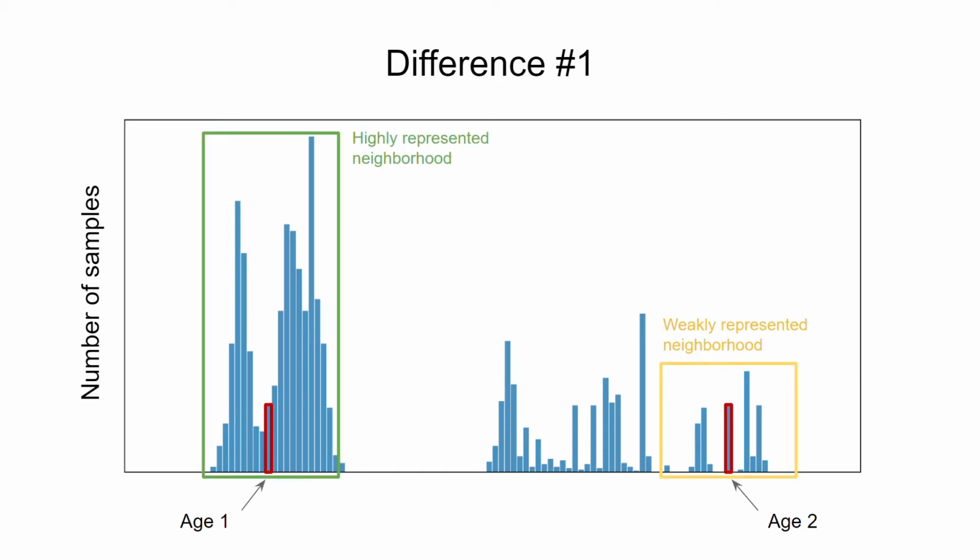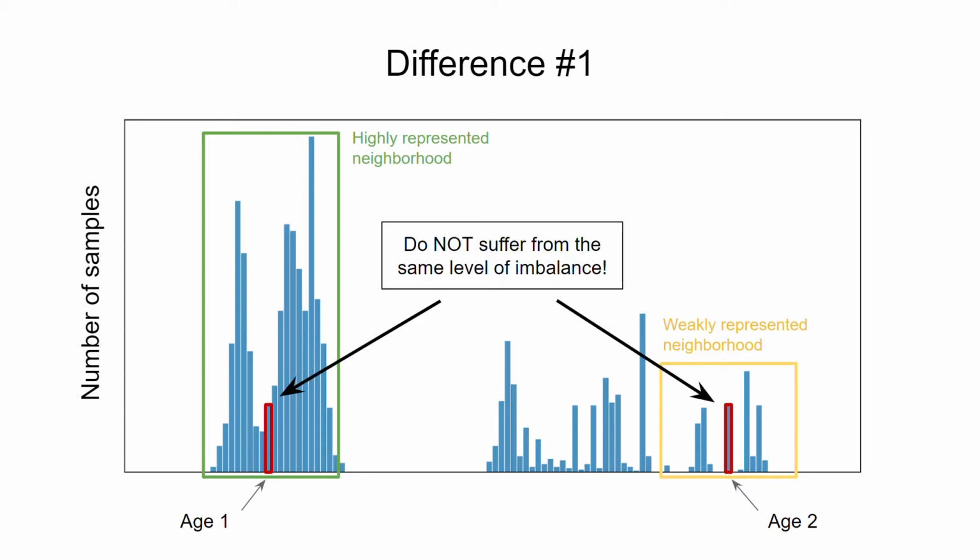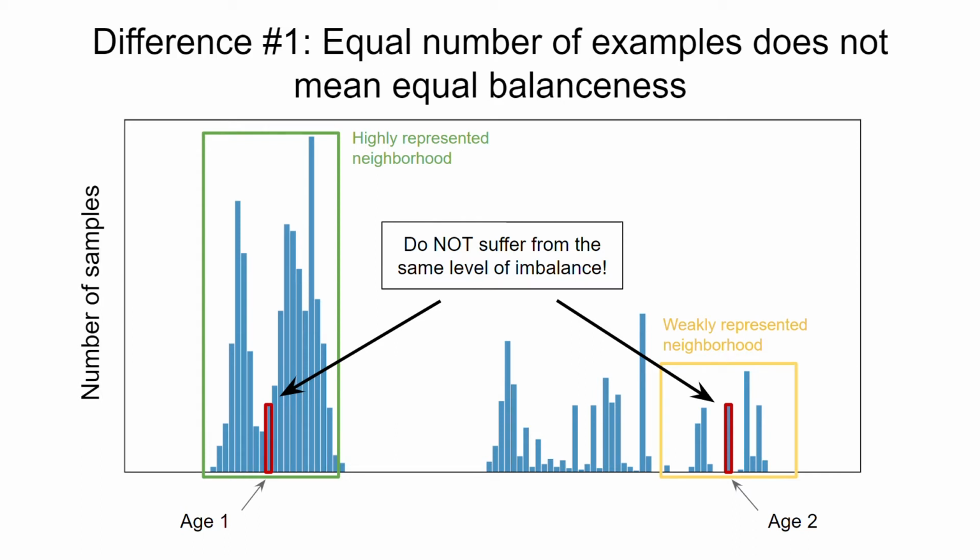However, given the density distribution of this imbalanced dataset, we know that age 1 is in a highly represented neighborhood, where there are many samples in its neighborhood range. In contrast, age 2 is in a weakly represented neighborhood. In this case, age 1 does not suffer from the same level of imbalance as age 2. Therefore, the first difference is that an equal number of examples does not mean equal balanceness in imbalanced regression. This is because of the dependence between data samples at nearby labels.